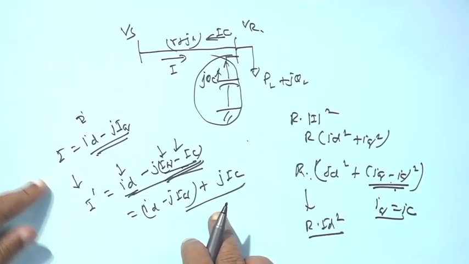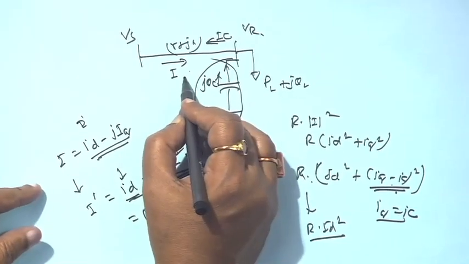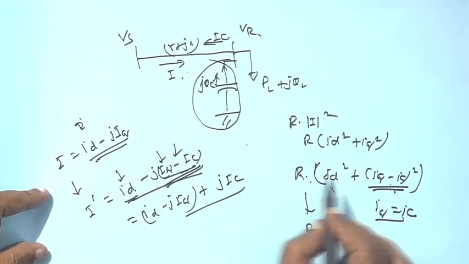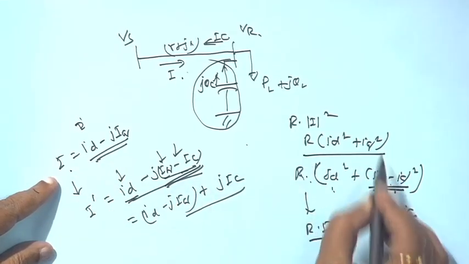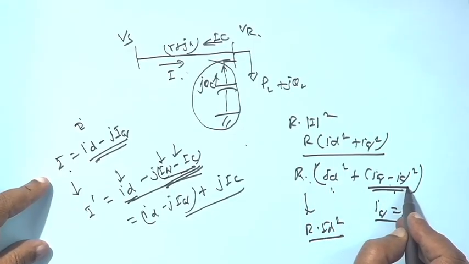That means you cannot make power loss in a network completely 0, it is impossible. Just taking a simple example, if you take the magnitude of I, it is root over Id square plus Iq square. If you take this one without capacitor. If you put a capacitor, it is R into Id square plus (Iq minus Ic) square.